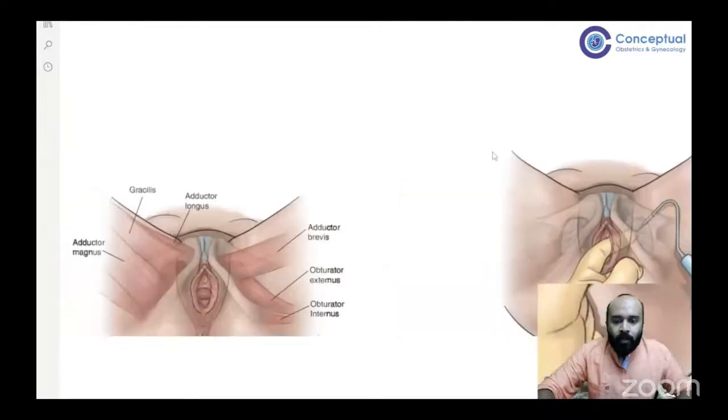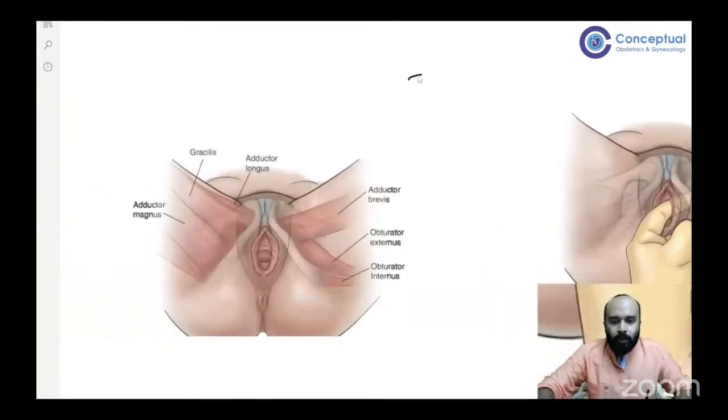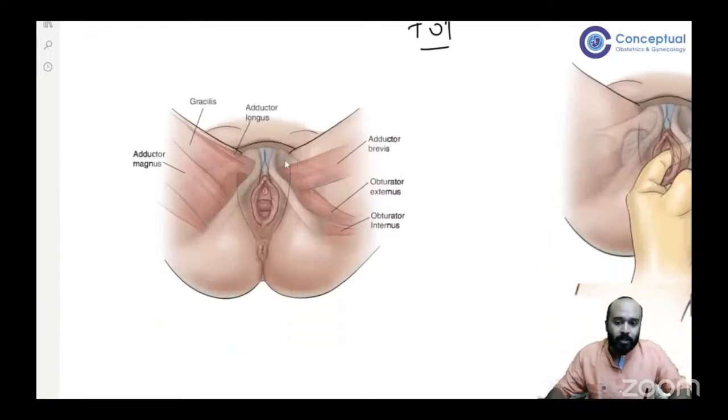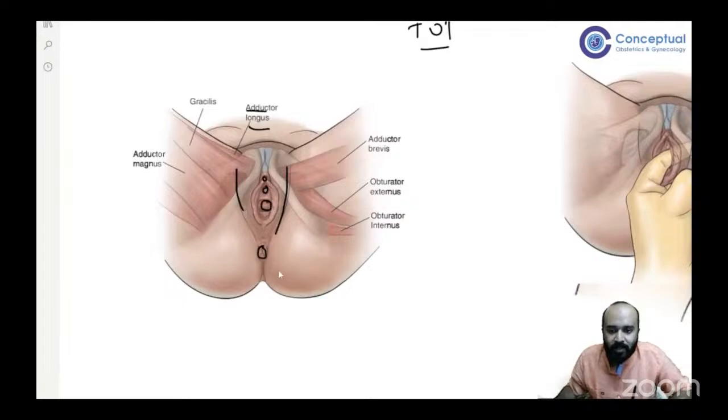The next procedure is going to be TOT, transobturator tape. This is something that we do much more often in my institute. What we do is, this is my groin fold. This is my adductor longus, as you can see. And over here, I can see a few structures. So this is my clitoris, this is my urethra, and this is my vagina, this is my rectum.